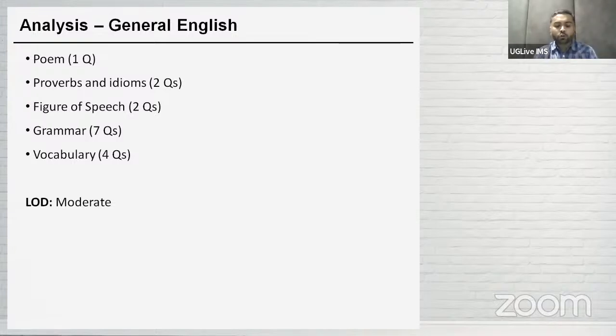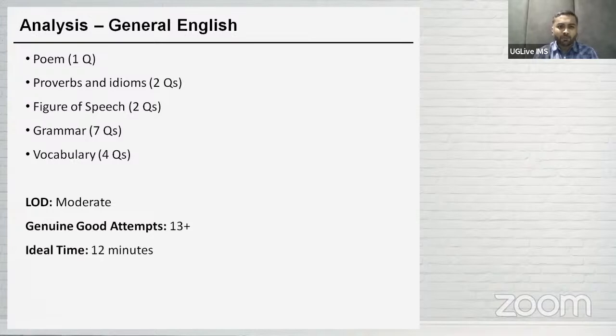If those who appeared for slot one were prepared for proverbs, idioms, poem and figure of speech type questions, this section was probably easy for them. I have kept it moderate, assuming a student who appeared for the first time and was not prepared. Otherwise, this section was very easy and straightforward. I have increased the genuine attempts to 13 as compared to slot one, by 1 mark. So a genuine good attempt should have been 13, and probably all 16 questions could have been attempted, reading through all 16 in 12 minutes. It is a very easy, scoring, less time consuming section.